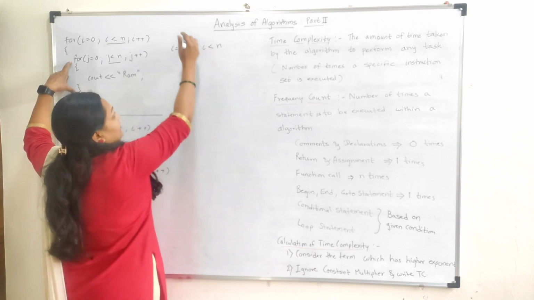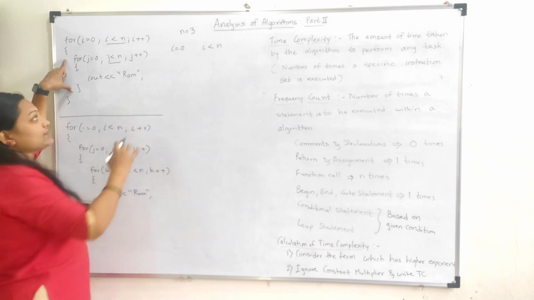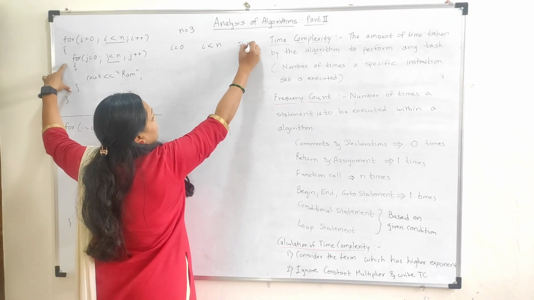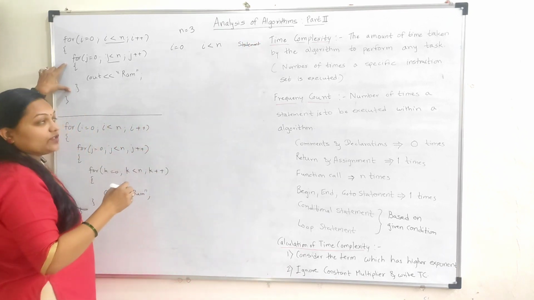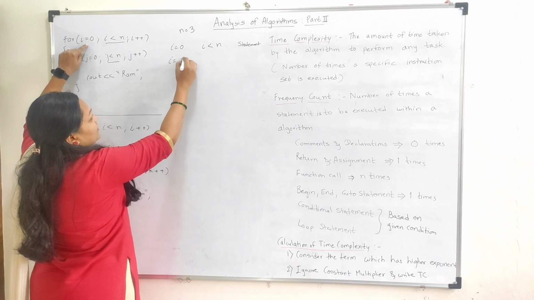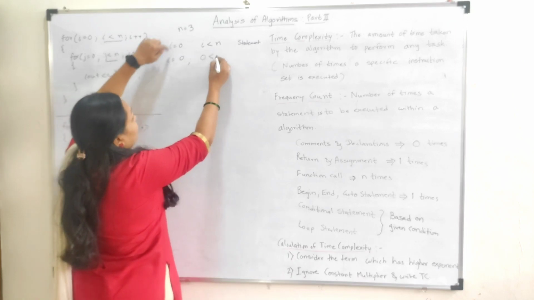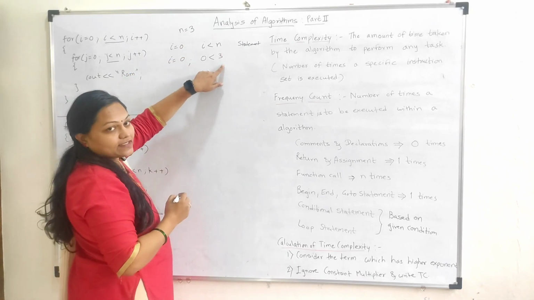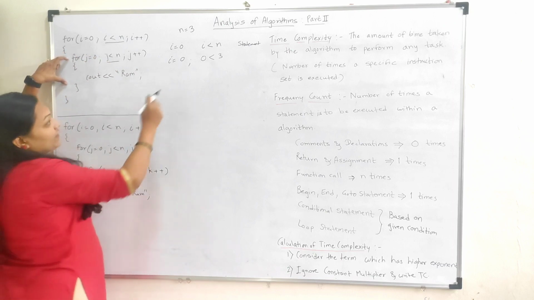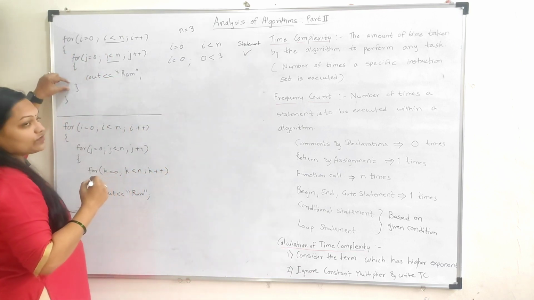Consider the value of n as 3. For calculating frequency count, we are considering the value of n as 3. Whatever the statement inside the for loop, how many times will it execute if the value of n is 3? Initially the value of i is 0, and the value of n is 3. So 0 is less than 3. If this condition is true, the program control will go inside and will execute this instruction, which is written inside of this for loop.